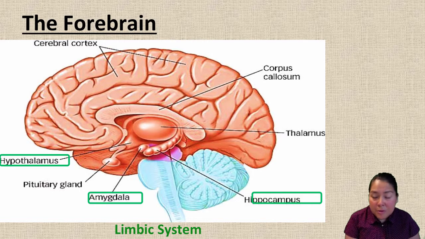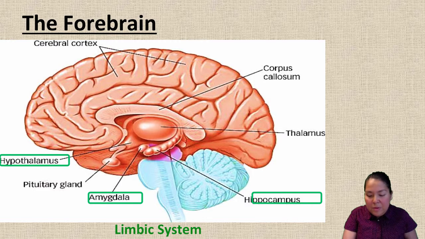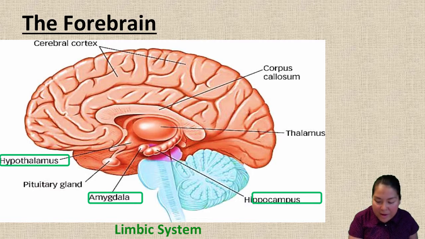The subcortical structures are structures that lie underneath the cerebral cortex near the center of the brain. These structures include the corpus callosum, the thalamus, and the pituitary gland. So again, these structures are responsible for higher order functioning, including motivation, emotion, learning, and memory.